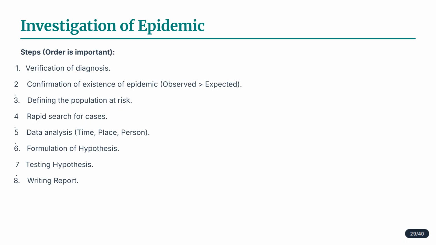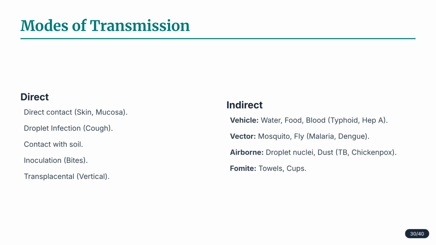epidemiological analysis. The investigation of an epidemic follows a specific order of steps, beginning with verification of diagnoses and confirmation of the epidemic's existence. Key steps include data analysis by time, place, and person, and the formulation and testing of a hypothesis. Modes of transmission are classified as direct or indirect.